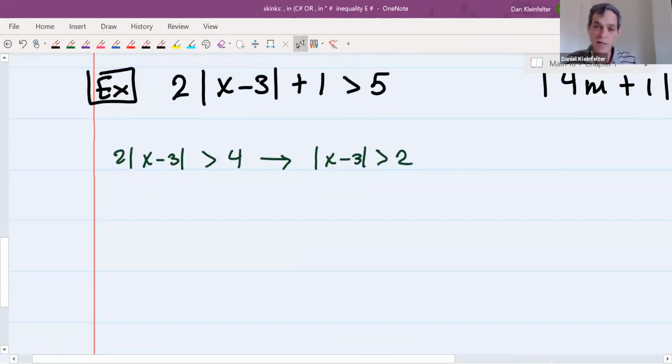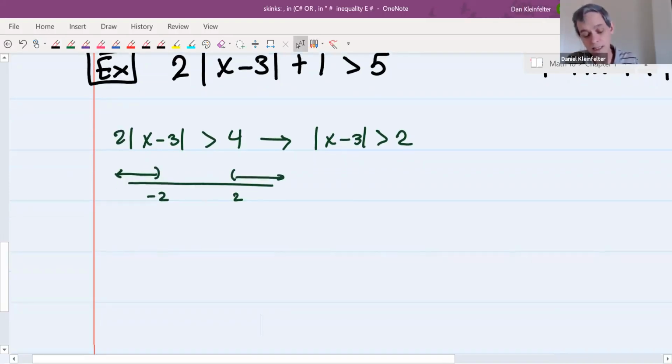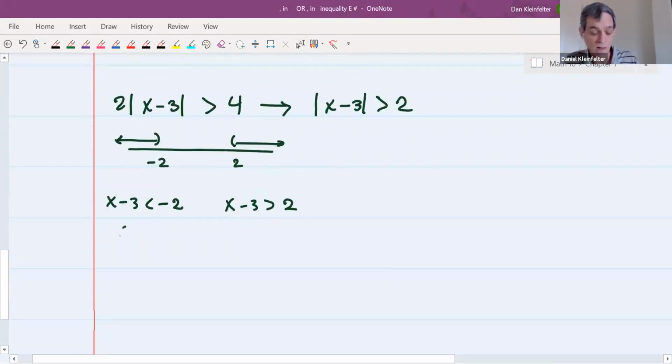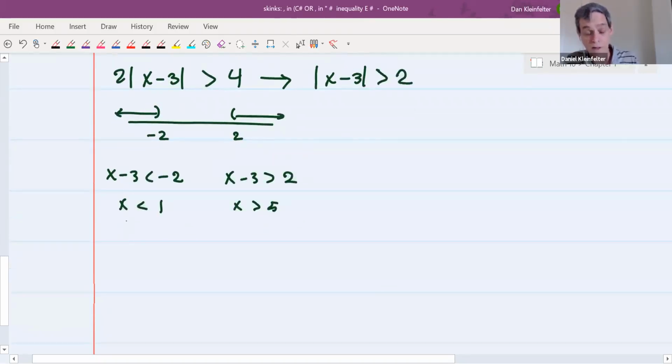Absolute value of x minus 3 is bigger than 2. So then this means that x minus 3 could be over here somewhere, less than negative 2, or it could be over here, bigger than positive 2, because that's the only ways that you can be more than 2 units from 0. So x minus 3 is less than negative 2. X minus 3 is bigger than positive 2. We'll add 3 to both sides. X is less than 1, or x is greater than 5. This gives 2 separate intervals, negative infinity to 1, union 5 to infinity.